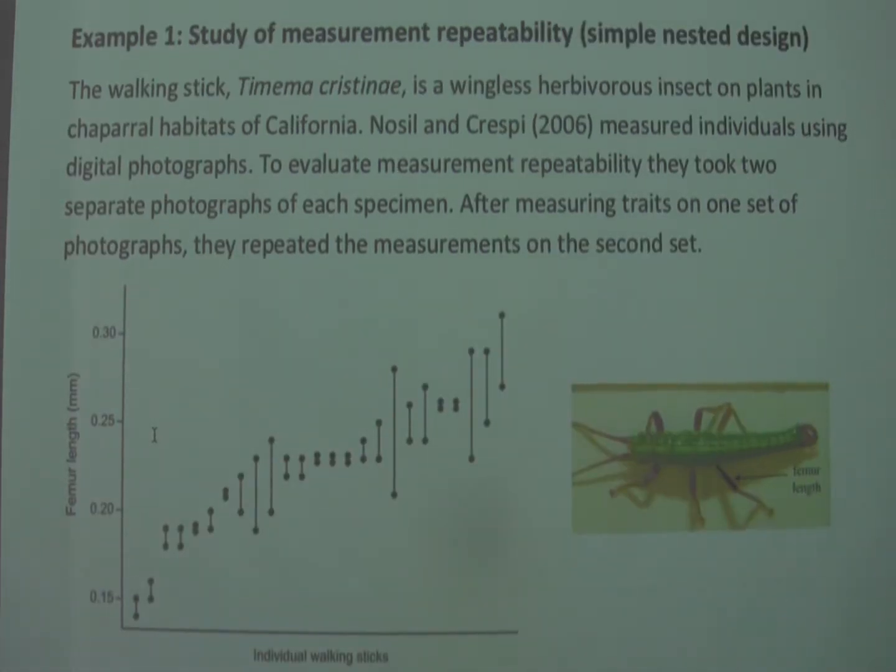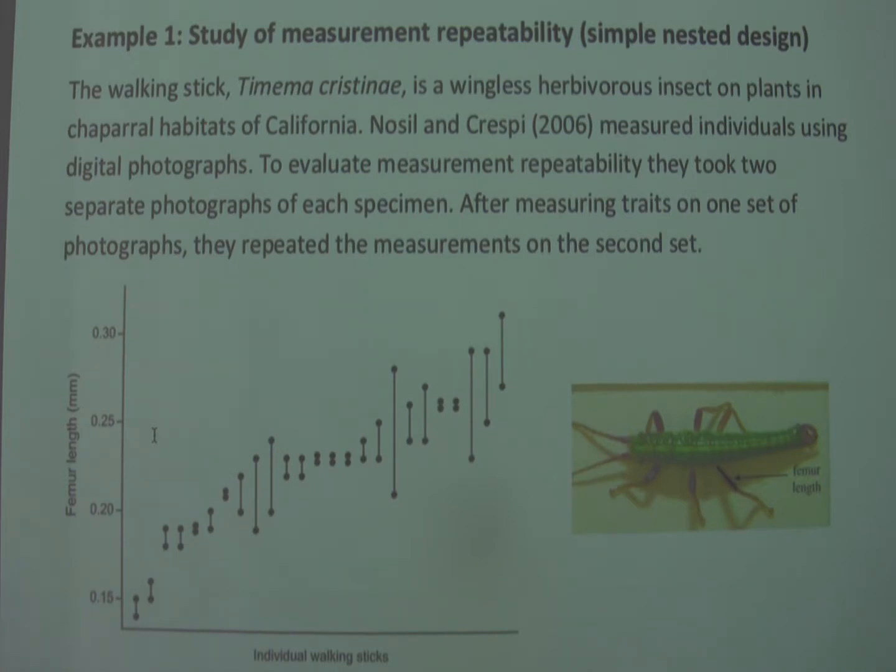I'm going to show you an example of the simplest possible mixed effects model, and it's a study of repeatability. The question is basically, if I measure these insects multiple times, do I get the same measurement each time? So Patrick Nosil did this. These are Timema cristinae, walking stick insects, a wingless herbivore. And so he has been conducting field studies in California on populations of this insect.